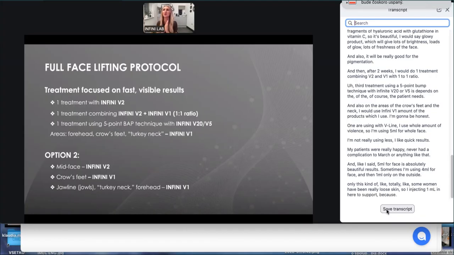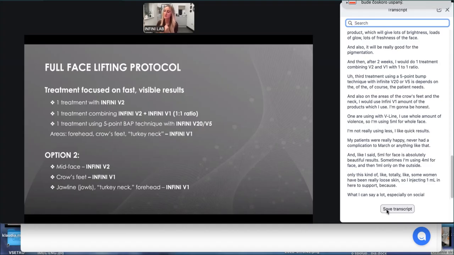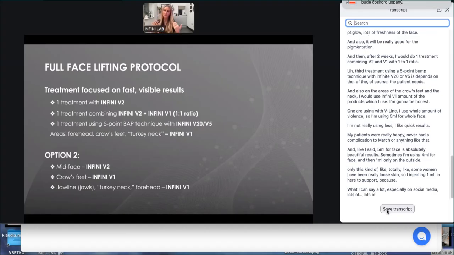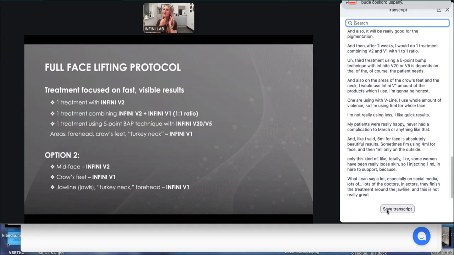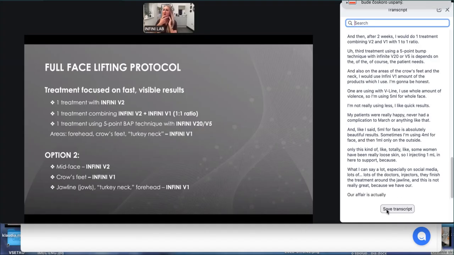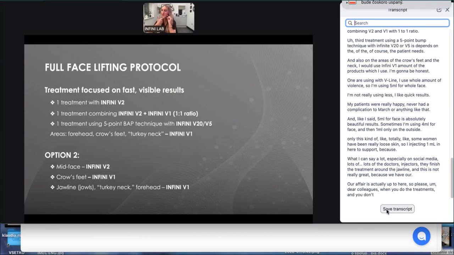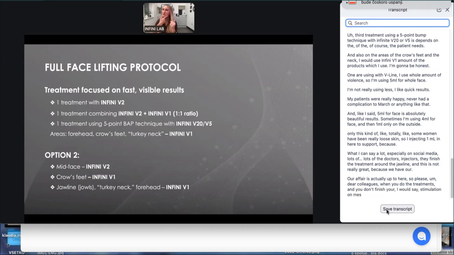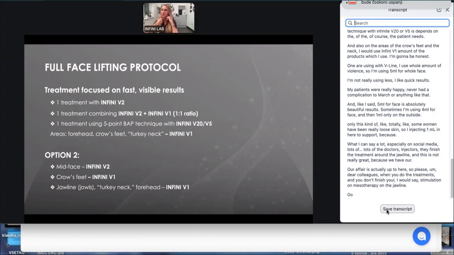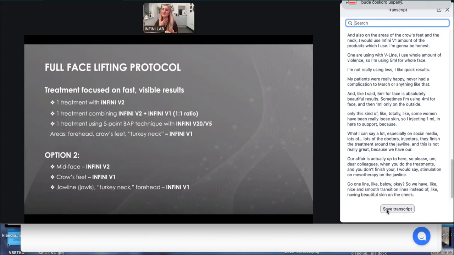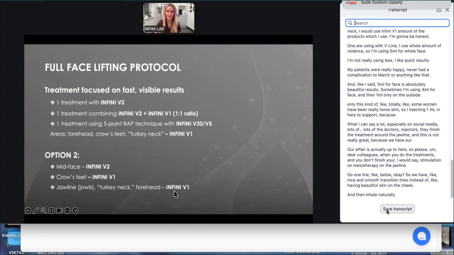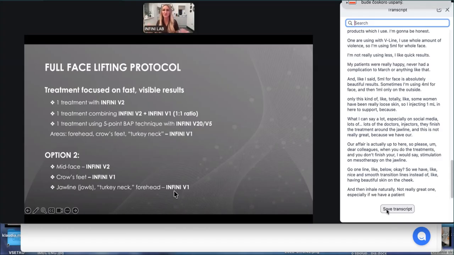Because what I can see a lot, especially on social media, lots of the doctors and injectors finish the treatment around the jawline, and this is not really great, because we have our face actually up to here. So please, dear colleagues, when you do the treatments and you finish your stimulation or mesotherapy on the jawline, go one line below. Okay, so we have a nice and smooth transition line, instead of having beautiful skin on the cheek and then in here not really a great one, especially if we have a patient who doesn't really want to look after the neck.